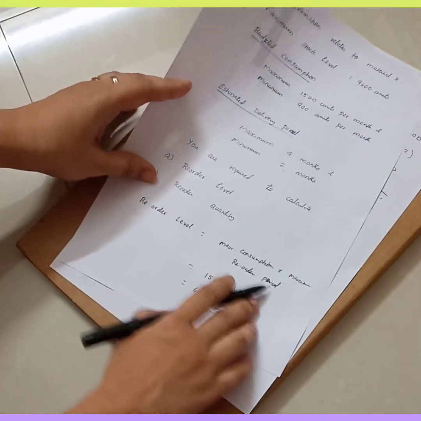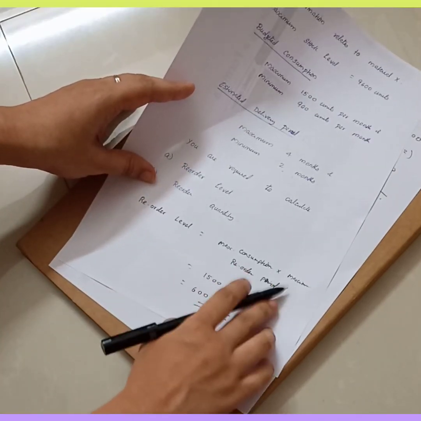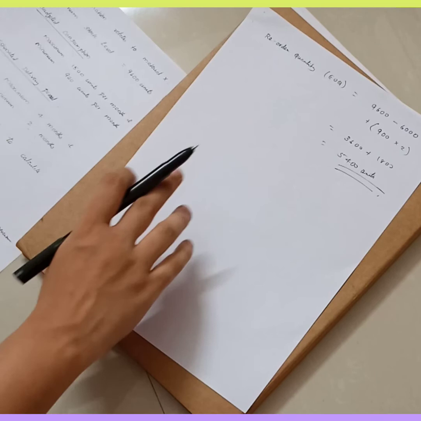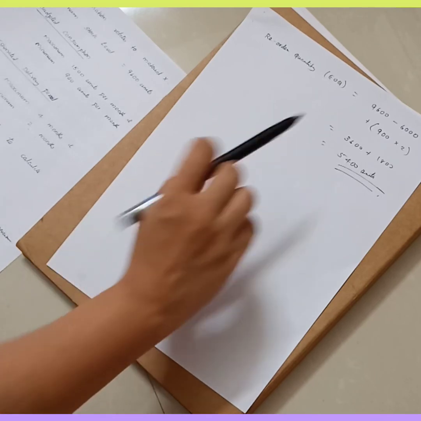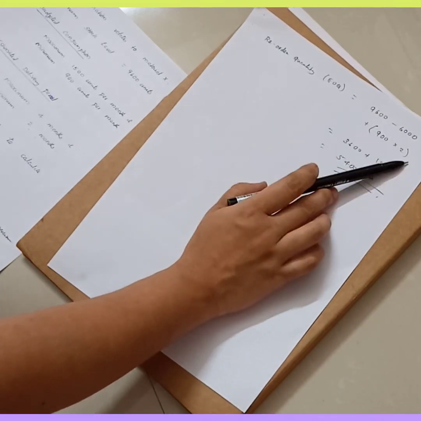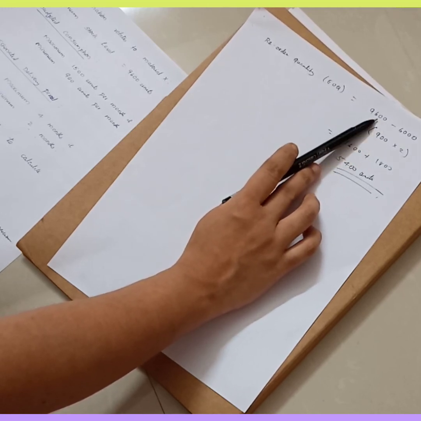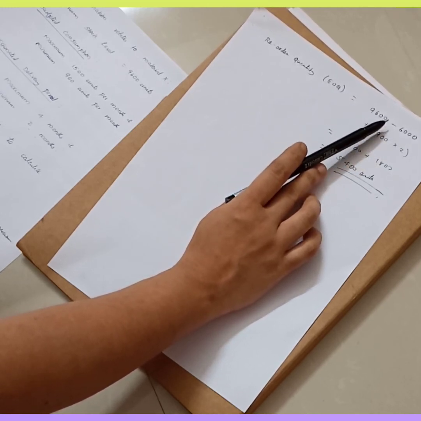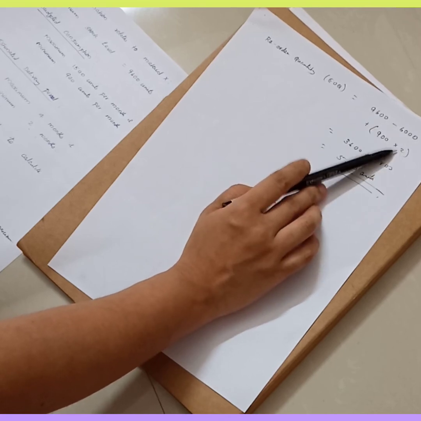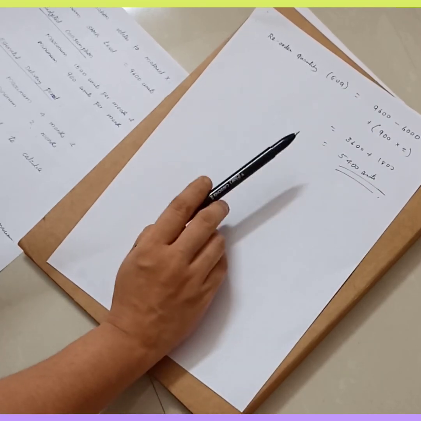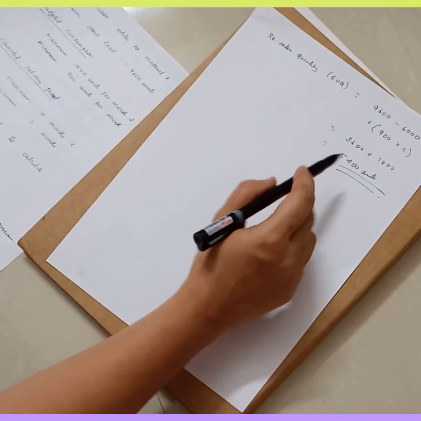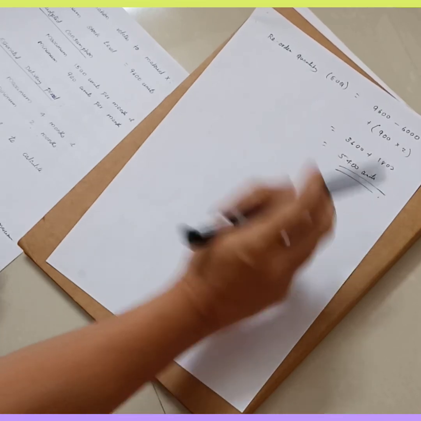Reorder level, this is the formula: maximum consumption into maximum reorder period. Here again, for reorder quantity, the formula is maximum level, sorry, not maximum consumption, maximum level, that is the stock level, which is given as 9600. Maximum stock level minus reorder level plus minimum consumption into minimum reorder period. So you will get 5,400 units. Okay, so that is it.